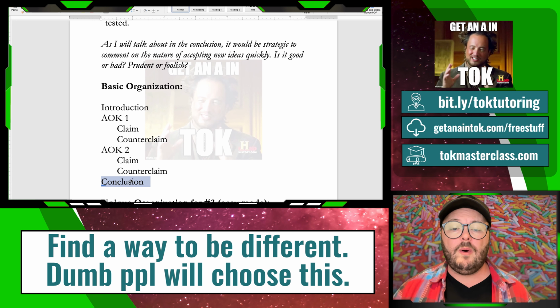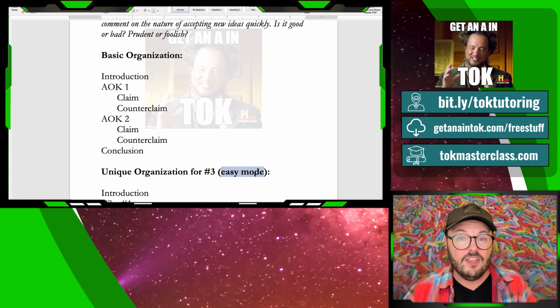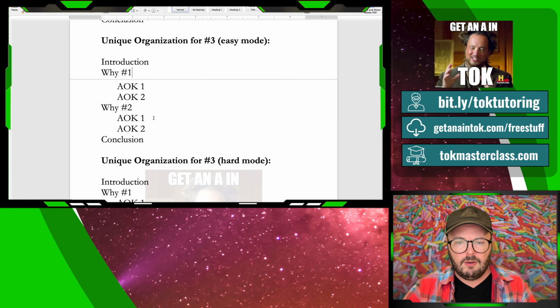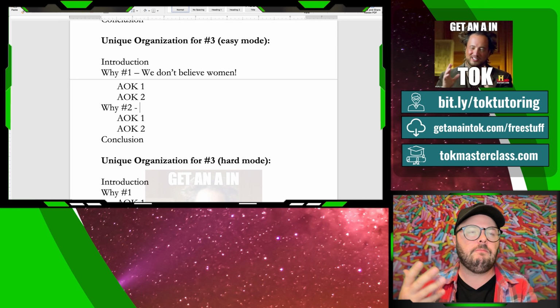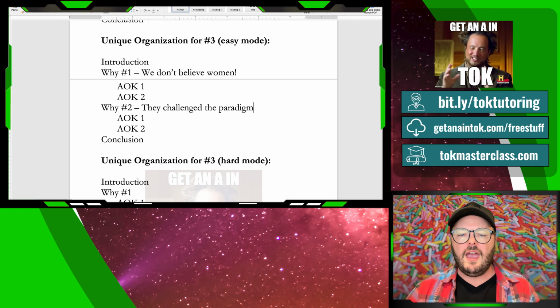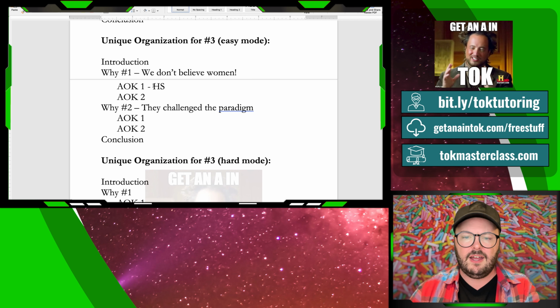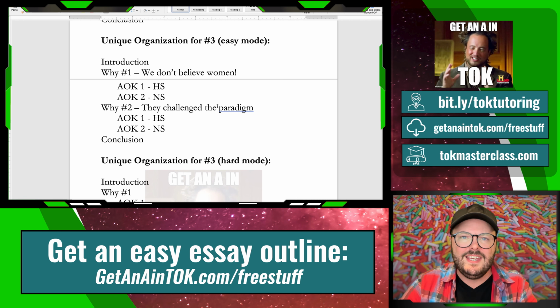I have this really cool way of organizing it. I call it unique organization for number 3. This is easy mode, okay? This is what most of you are gonna do. Let me kill my page break there. First of all, we're gonna come up with 2 different whys. So for example, one could be, we don't believe women. And the second one could be, I don't know, they challenge the paradigm. And then in each example, you're gonna have human sciences and then natural science. And then human science and then natural science, okay? That would be a really easy way of doing it.